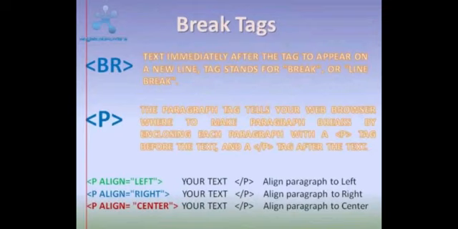Break tags. There are two break tags, BR tag and P tag. To give line breaks in HTML document, we need to insert line breaks in a web document using the line break BR tag. This is also an empty tag. P tag is also an empty tag. Paragraphs are defined with the paragraph P tag in HTML, and its attributes are align left, right and center.